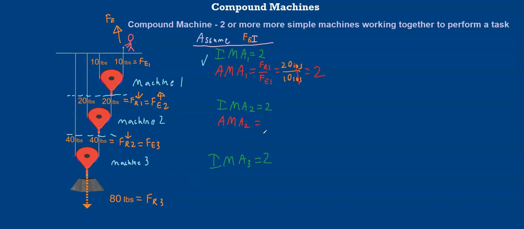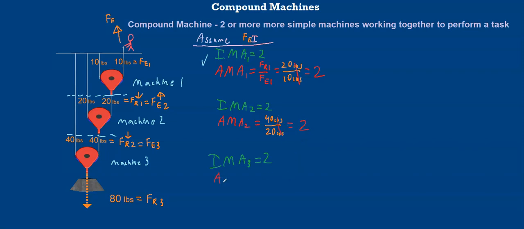And so that actually makes it really easy to plug in our numbers for our AMA for machine 2 and machine 3. We can say that our AMA for machine 2 is equal to our force resistance for machine 2, which is just 40 pounds, divided by the effort force for machine 2, which is just 20 pounds. And again, pounds cancels out, and we're left with an AMA of just 2.